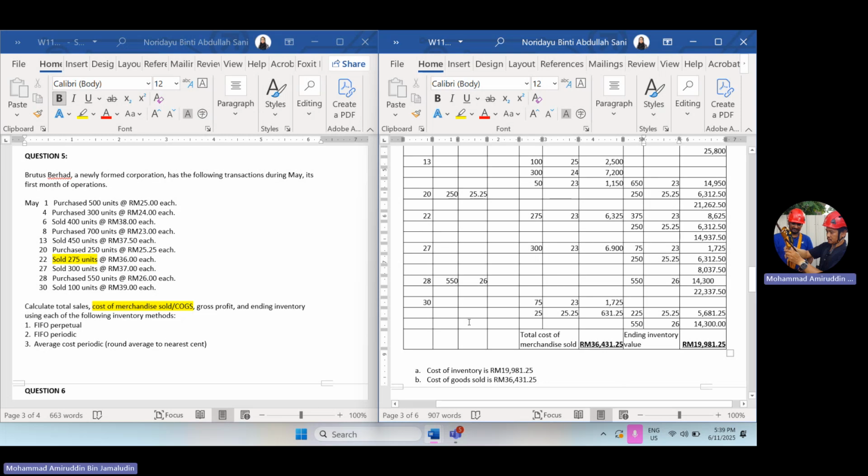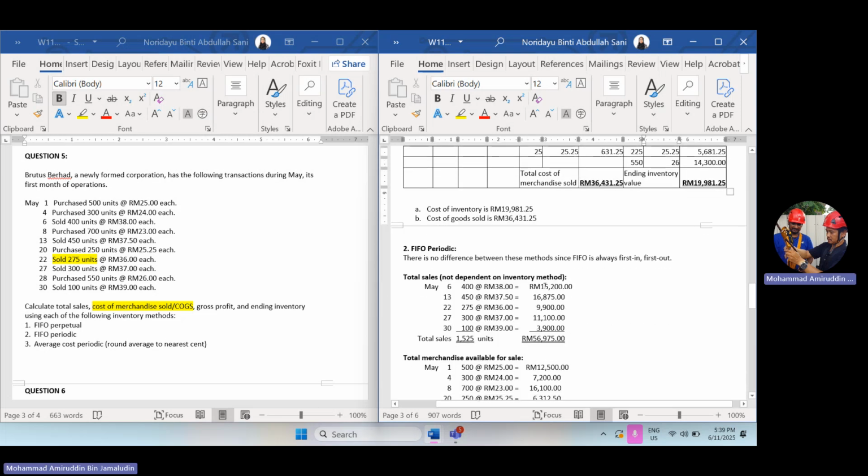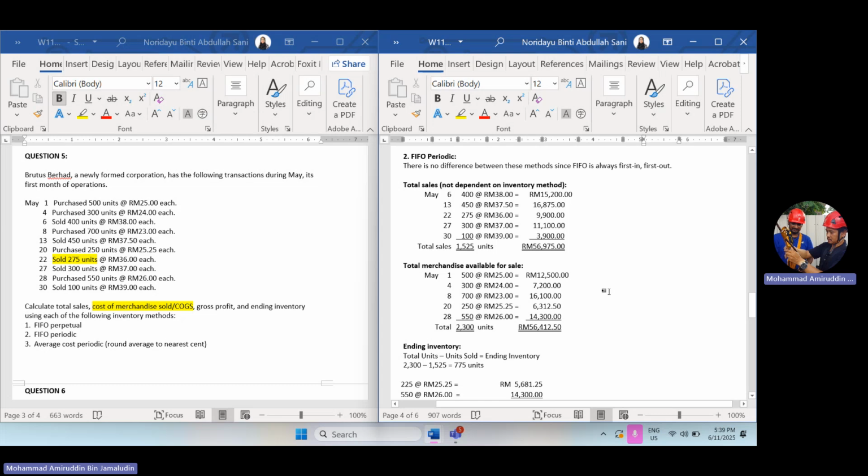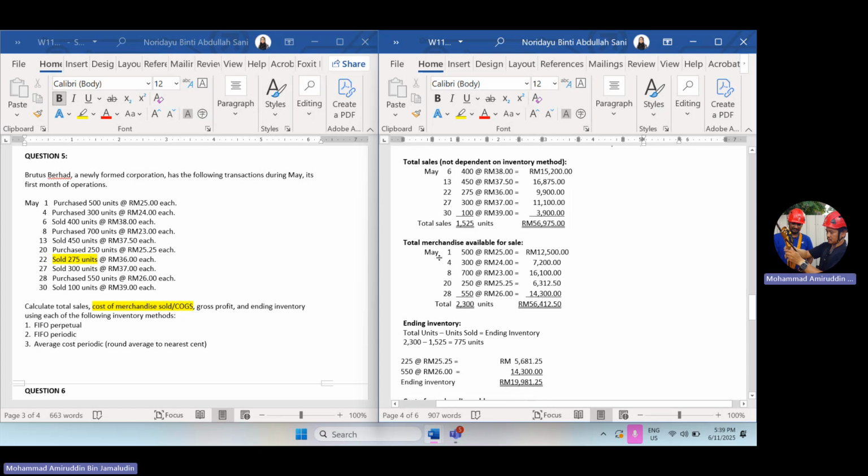Perpetual or periodic, it would give the same answers, because we use FIFO. But you see, the system to record is not up to date. I want to get my total sales, I add all my sales. I want to get my cost of goods available for sale, I add all my purchases. So at the end of the year, how can I know my closing stock? This is what I purchased, this one I sold. So what's left? 775.